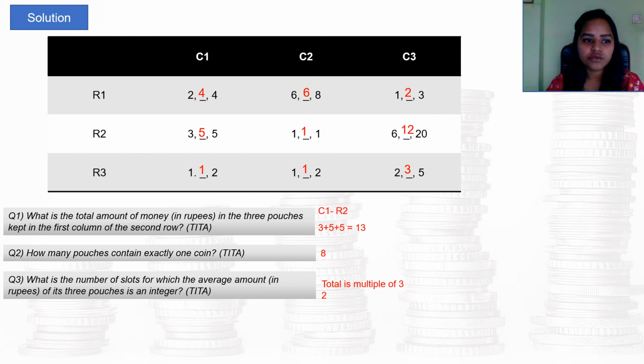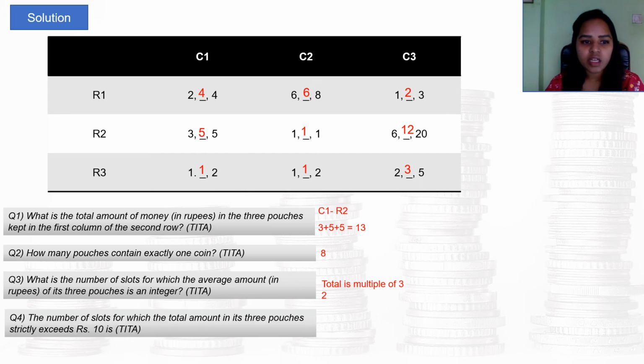Now let's go to question 4. The number of slots for which the total amount in its 3 pouches strictly exceeds 10. Again, let's go slot by slot. So C1, R1, it is exactly 10. They say it strictly exceeds, so it should be greater than 10. Similarly column 2, row 1 is greater than 10, 6 plus 6 plus 8. Column 3, row 1, it's not greater than 10.